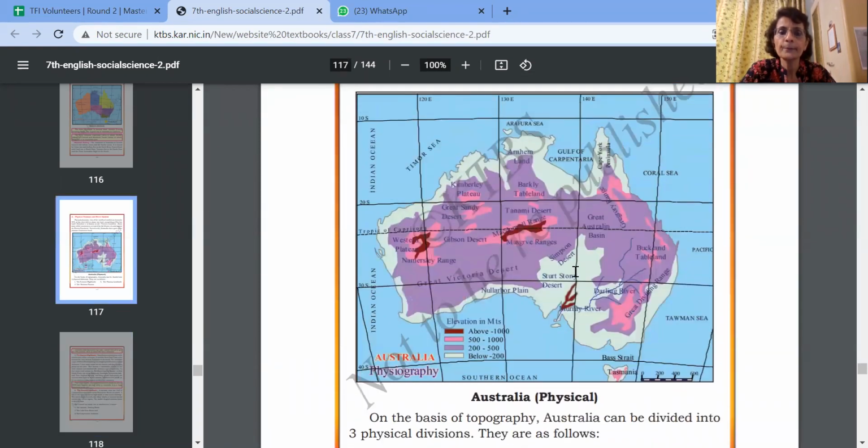on the map. Okay, so can you see the Gulf of Carpentaria here? Gulf of Carpentaria in the north. Okay, and then it comes down here, and then we have the Encounter Bay in the south.